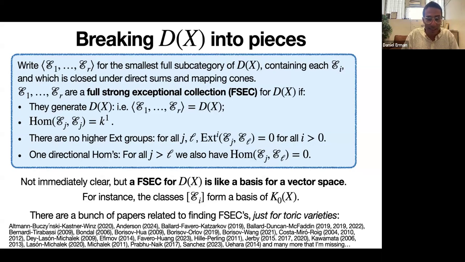Finding these things has been a huge topic of interest. Finding full, strong, exceptional collections or various variants of it has been a major interest in algebraic geometry. Just for toric varieties, I came up with the following list. I'm probably missing some, but I think it's like 20-ish papers. The search for these things is a big topic.